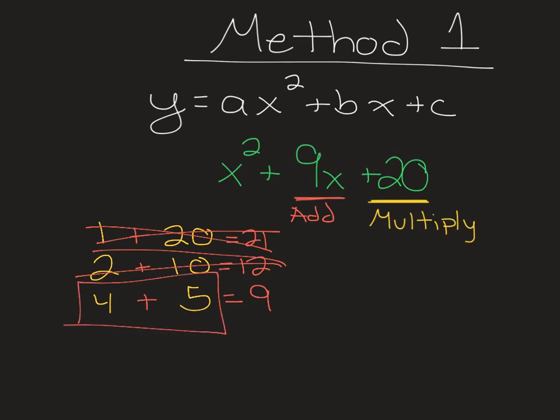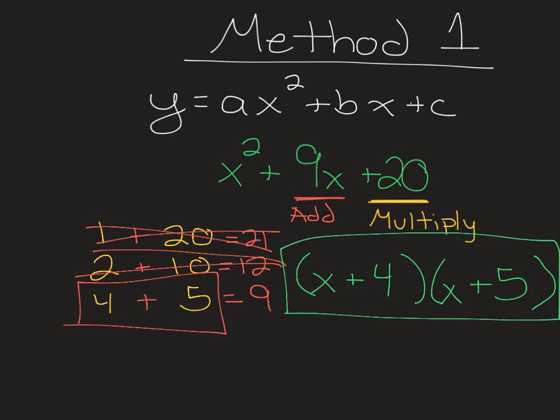So what I'm going to do is write two factors, or two binomials. They both are going to start with x. And then we found our numbers to work to be 4 and 5, because again, 4 times 5 multiplies to 20, and 4 plus 5 adds to 9. So these would be the factors for the trinomial x squared plus 9x plus 20.